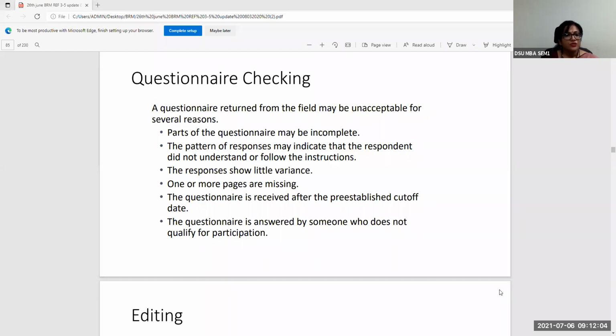You need to also check whether one or few more pages are missing. This typically happens when you are having a printed questionnaire. So if some of the pages which are coming back to you are not there. Or for example, even if you have used an e-questionnaire and there are 3 or 4 parts of the questionnaire, is it that a few questions in a certain part of the questionnaire have not been answered? These are a few things to check.